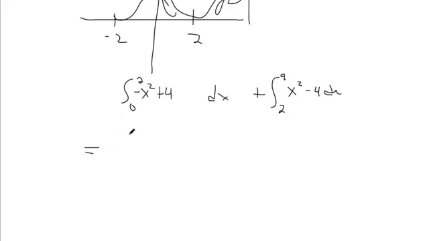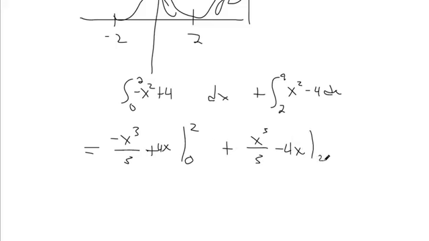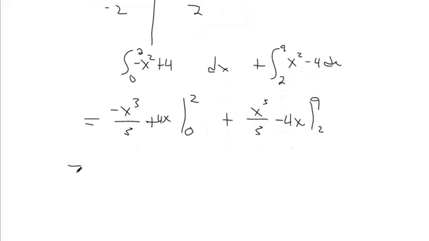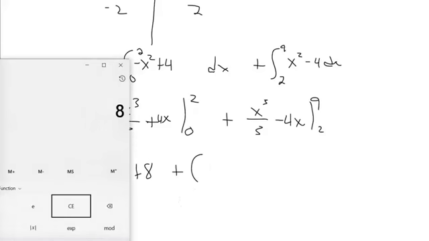Okay, and then evaluating each integral, we get -x³ over 3 plus 4x from 0 to 2. And then we got x³ over 3 minus 4x from 2 to 9. So it's -8 over 3 plus 8. And then it doesn't matter what happens when we plug in 0 over there. And then if we plug in 9 to the third, 81 times 9.